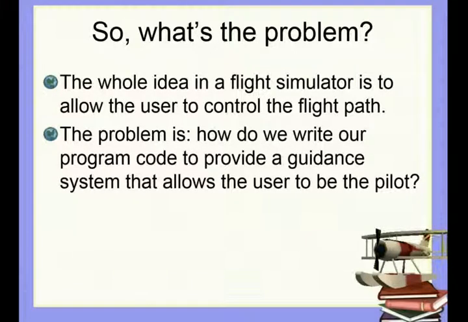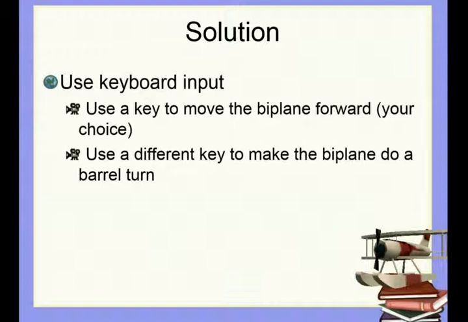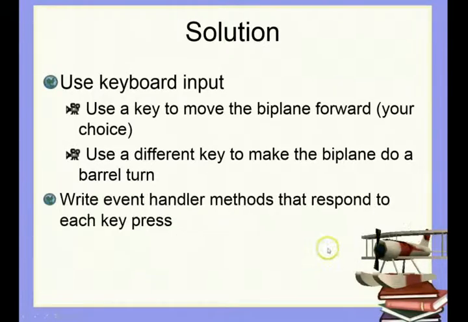So let's think about the storyboard. Imagine that you want to be in charge of this plane and you want your user to push buttons. First of all, you're going to have to communicate that, but also what will those buttons do? So we're going to use keyboard input. We're going to use one key to move the biplane forward, your choice, and a different key to make it do a barrel turn, and that's where it just spins around itself. So we're going to have to write event handler methods that respond to each key press.